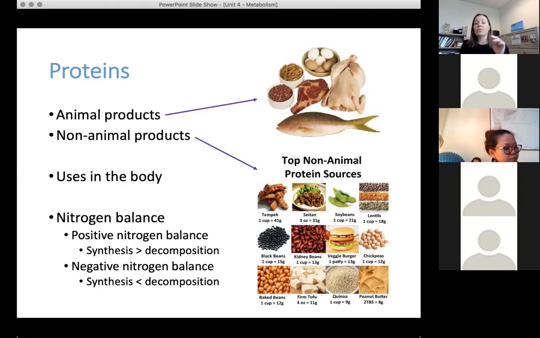Micronutrients are things like vitamins and minerals. Vitamins are organic compounds, and they're not used for energy, but they can help the body perform different reactions, and they can work with enzymes to help with reactions. So vitamins are classified based on their solubility.